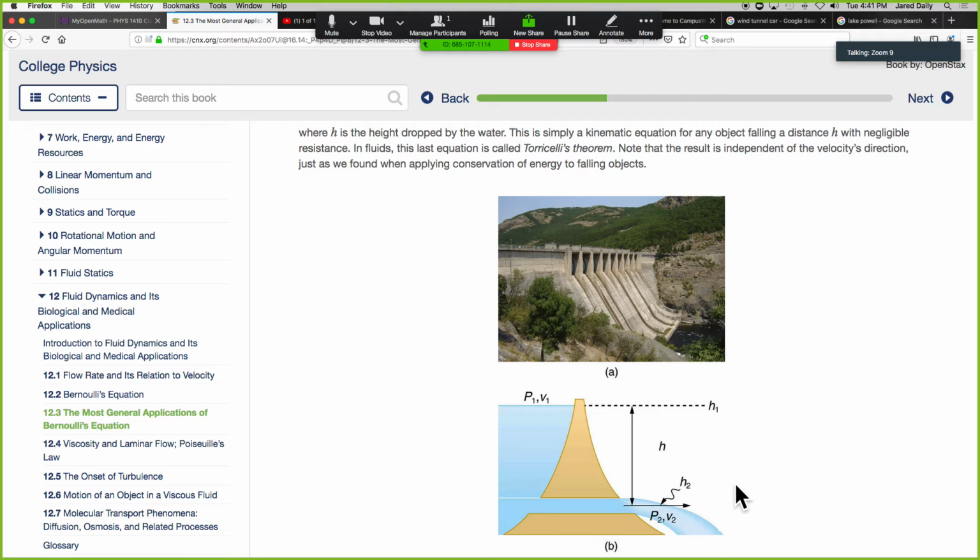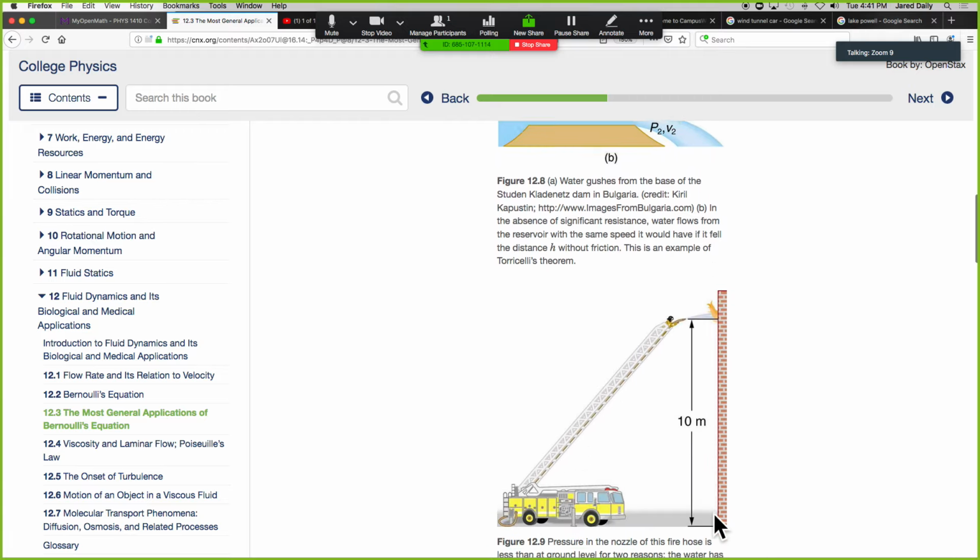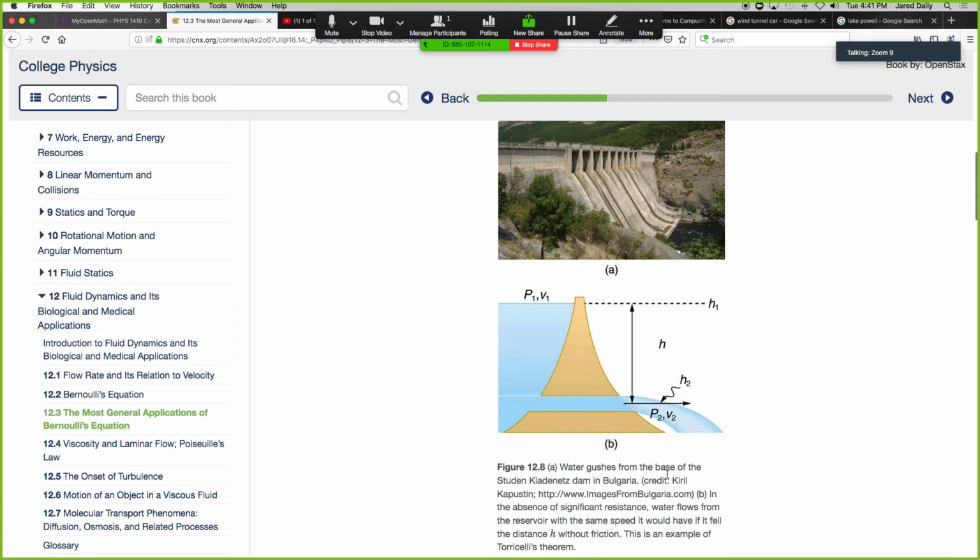Pressure is essentially the same here and here, but the height is very different and the speeds are very different. And this is what you're going to use in your experiment tomorrow. We're going to make an experiment very much like this. Instead of a dam and a lake and water coming out, we're going to use a bottle with a hole in the bottom and water coming out.